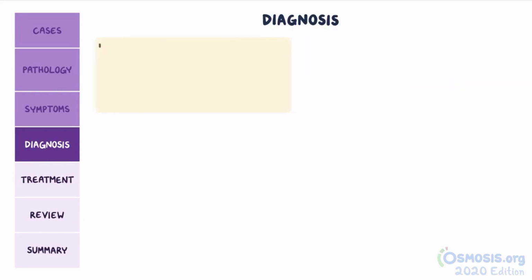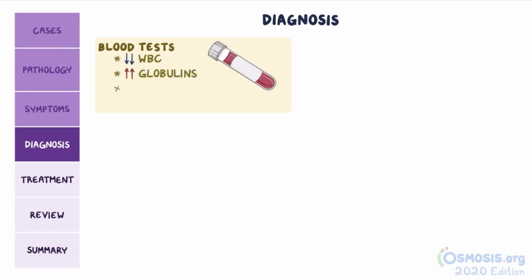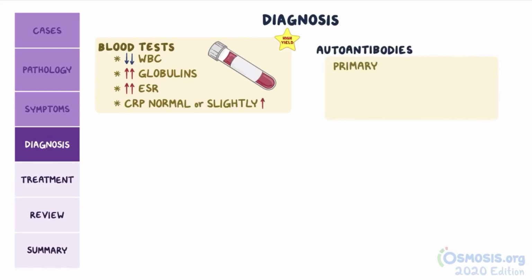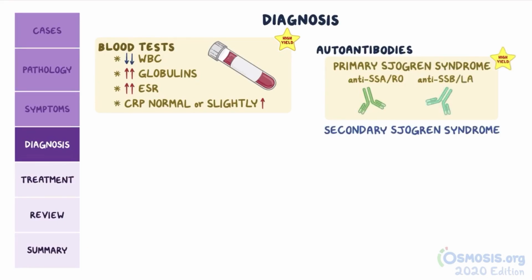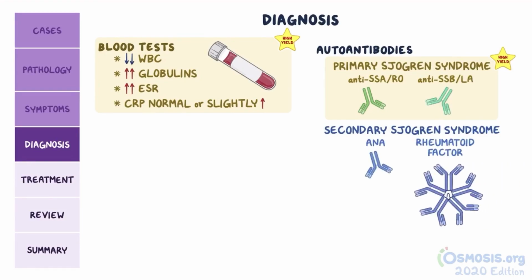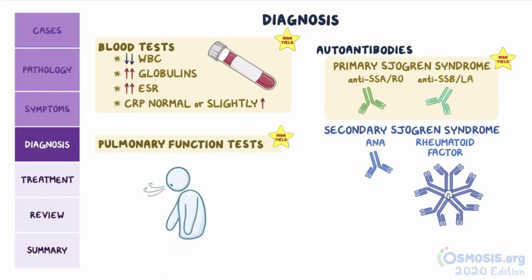Finally, blood tests are also needed for diagnosis. In Sjogren's syndrome, there's often a low white blood cell count, elevated globulins, and an elevated ESR, while CRP might be normal or slightly elevated. When it comes to autoantibodies, primary Sjogren's syndrome is associated with anti-SSA-Rho and anti-SSB-La, while secondary disease can also present other antibodies like ANA and rheumatoid factor, depending on the associated autoimmune condition. Other tests might be necessary, especially pulmonary function test, to assess lung function, since the lung involvement is highly common.